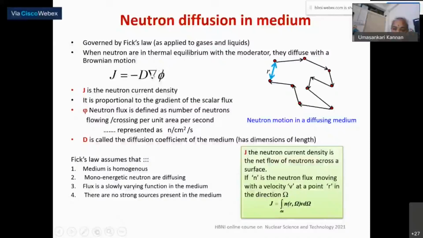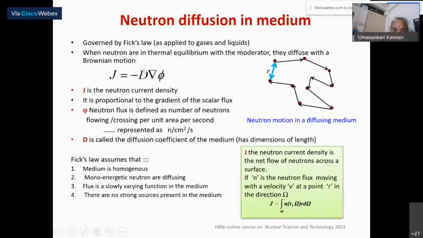So we say the gradient of the scalar flux. Phi is a neutron flux, and it is defined as the number of neutrons flowing or crossing per unit area per second. It is represented as number per centimeter square per second. That is this phi here. Now here you can obviously see the difference between phi and J. Phi is the scalar quantity and J is the neutron current density, and it has a particular direction.